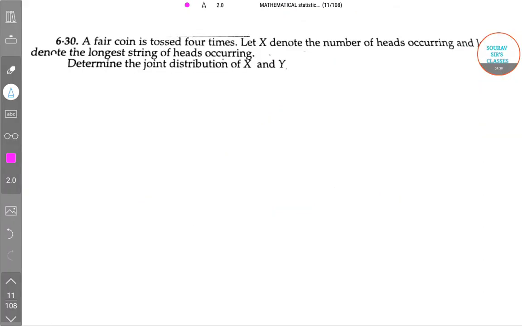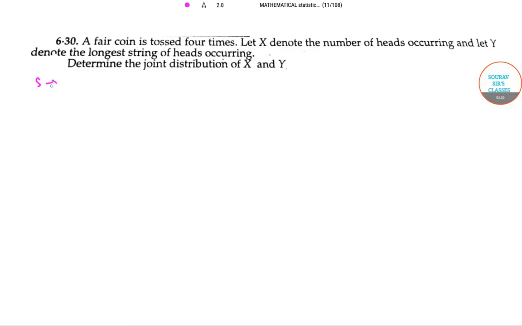The next question is, a fair coin is tossed 4 times. Let x denote the number of heads occurring and let y denote the longest string of heads occurring. Determine the joint distribution of x and y. So first let us write the sample space, like what happens when we toss a fair coin 4 times.